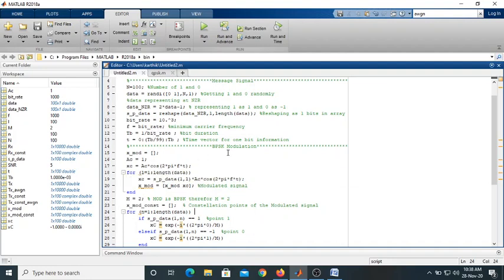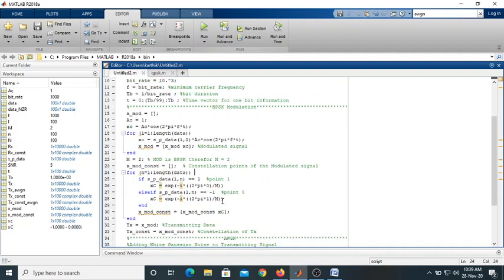Now what is BPSK actually? We have to multiply the NRZ data with the carrier. So here we are multiplying the data with the carrier. What is the carrier? AC cos 2 pi ft. Now this is the modulated signal. Now, for the constellation we need to find out just the signal vectors.